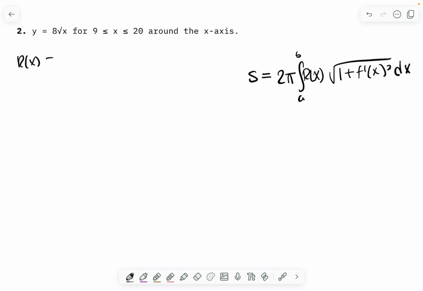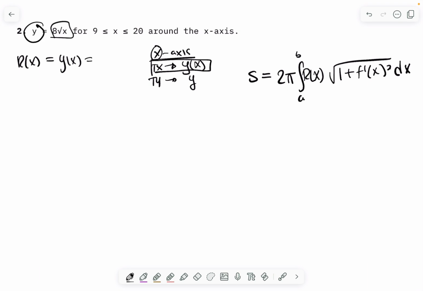So that's my first step. I find what r of x is going to be. If my axis of rotation is the x-axis, then that's going to depend if it's in terms of x or in terms of y. My equation is in terms of x because the terms literally contain x, so we're going to do this option, and I'm going to take this letter, that's going to be y of x, and y in terms of x is this. This is literally y, but in terms of x, so that's 8 square root x.